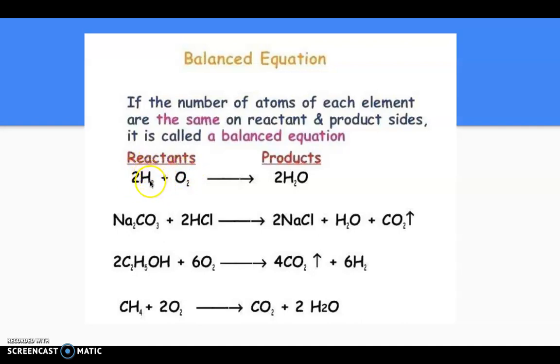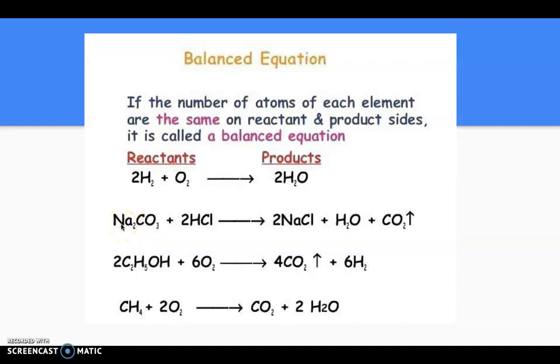Now there's also a subscript behind it. When there is a subscript and a coefficient, you multiply them to get 4 hydrogens. Product side, this 2 is going to get distributed to this H and to this O. Then you will multiply this subscript only to the H. So this matches up, where we have 4 hydrogens, 2 oxygens. Let's look at this example.